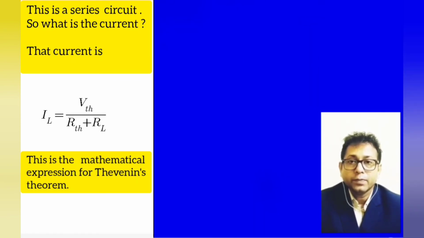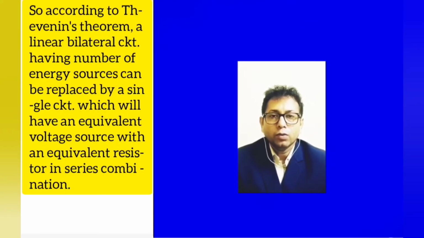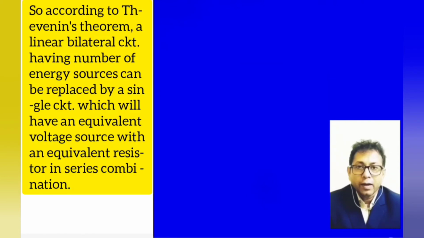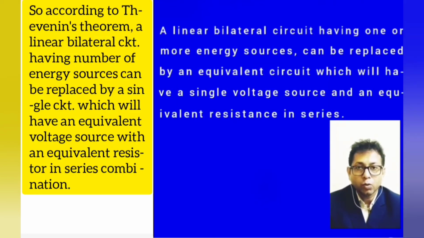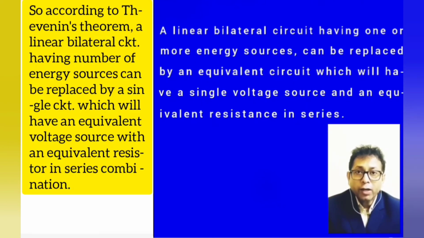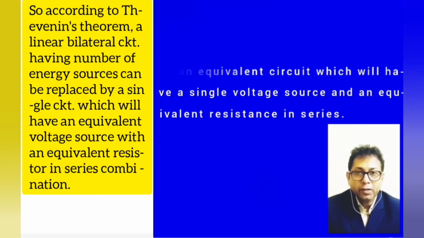This is the mathematical expression for Thevenin's theorem, that is IL equals VTH divided by RTH plus RL. So according to Thevenin's theorem, a linear bilateral circuit having a number of energy sources can be replaced by a single circuit which will have an equivalent voltage source with an equivalent resistor in series combination.